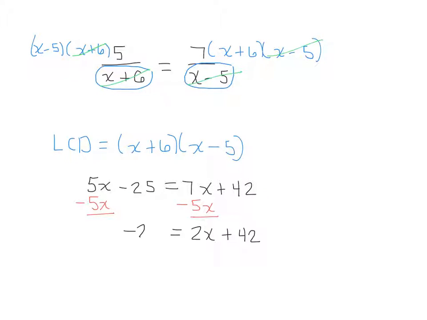And now, undo any addition or subtraction first. So what's with the x is plus 42. So I need to do the opposite, subtract 42 from both sides.